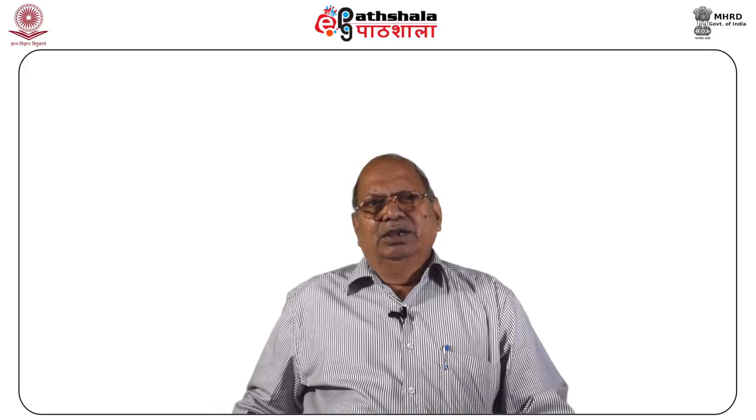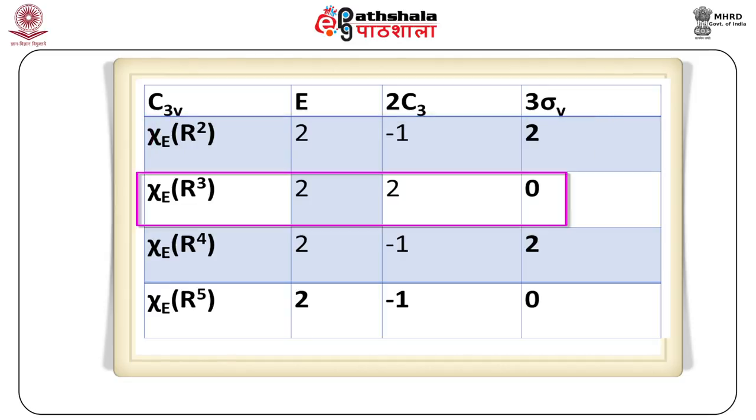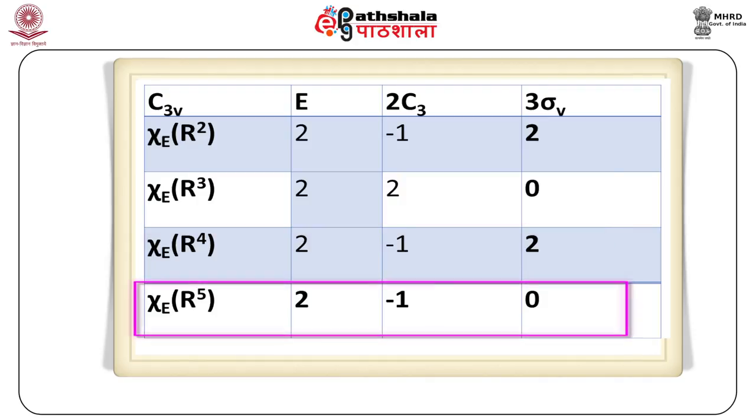The value of χ(E, Rⁿ) for operation R carried out n times, for n equal to up to 5, is summarized in the table. That is, this result is for the C3v point group, with operations E, 2C3 and 3σv. χ(E, R²) is 2, -1, 2. χ(E, R³) is 2, 2, 0. χ(E, R⁴) is 2, -1, 2. χ(E, R⁵) is 2, -1, 0. That is, by using this table, I can go up to overtones up to 4. Similarly, we can have this type of table for other point groups also.